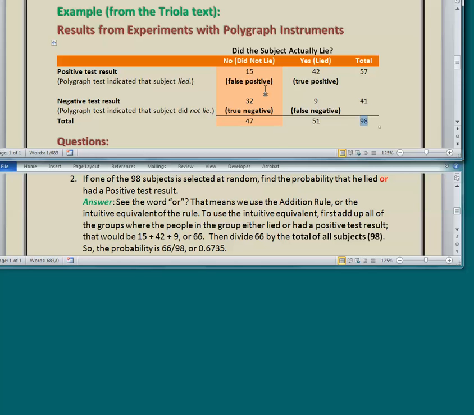So let's see how that works. We're going to look at these groups one at a time. Here's these 15.